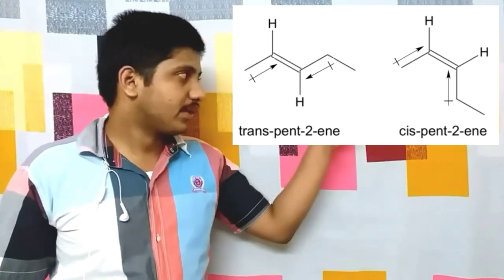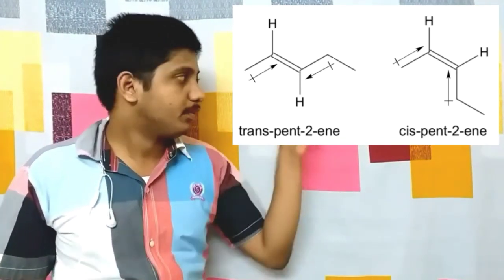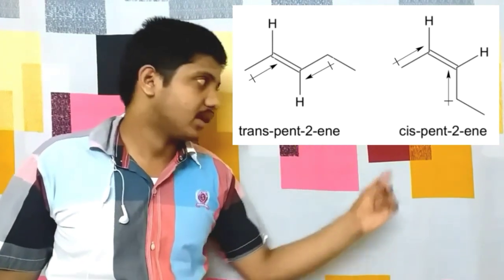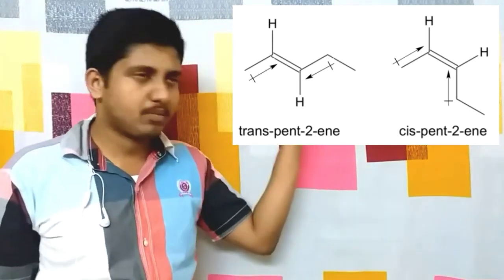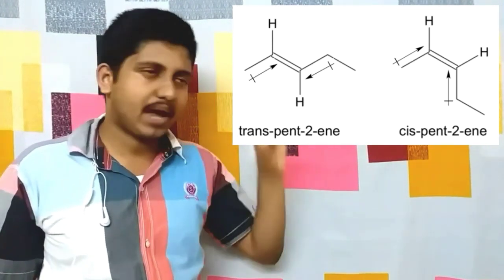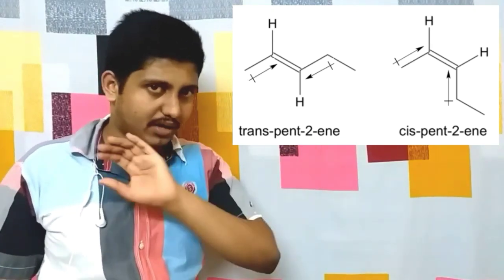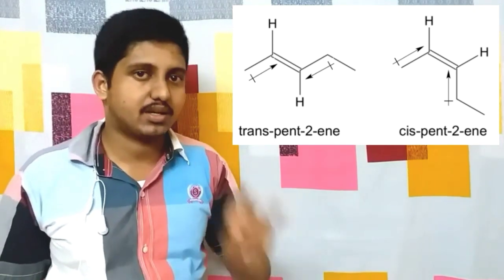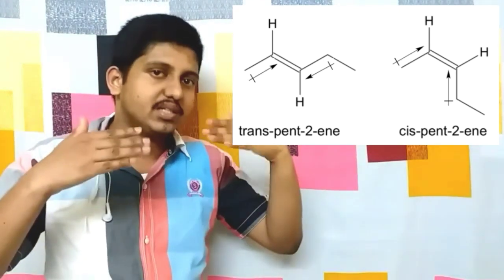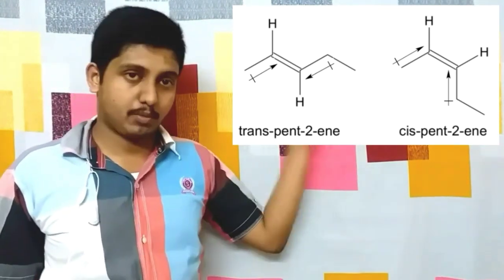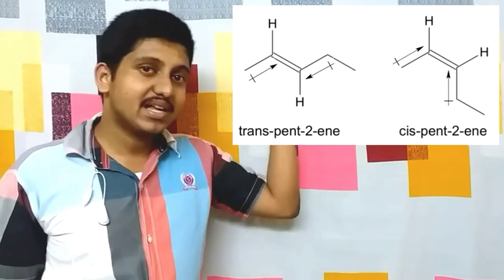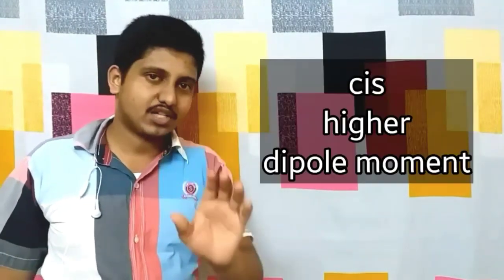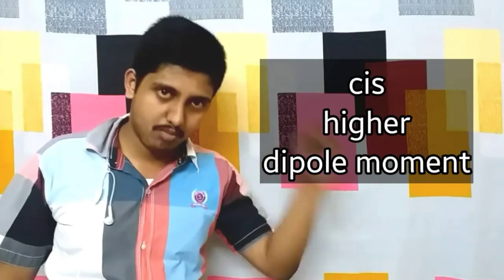So here on one side it is the methyl group, but on the other side it is the ethyl group. And as you know, the dipole moments due to the methyl group and that due to the ethyl group are not exactly the same, and hence though they are opposite, they do not cancel each other. But still, since they are opposite, the resultant will be less than the net dipole moment due to the cis isomer. So cis isomers have the higher dipole moments.